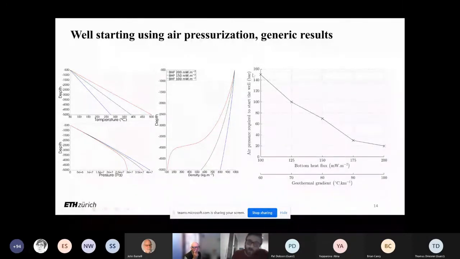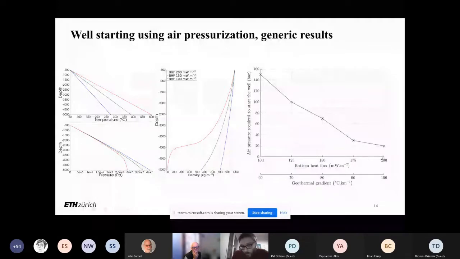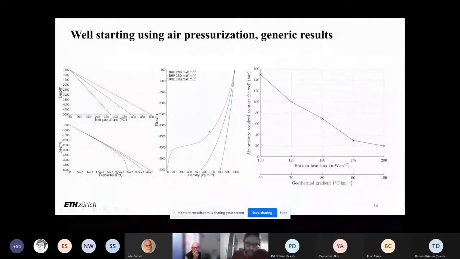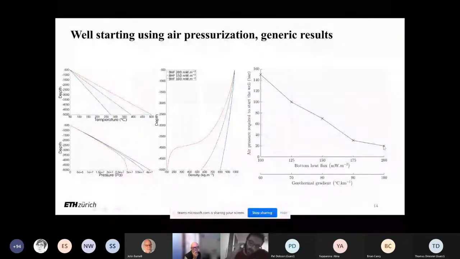And so here I plotted the air pressure that you would need initially to start the well. So you need this amount of air pressure in bar to start the well, depending on basically the temperature of the formation. And you can see that the hotter the formation, the easier it is to start the well. So in the 200 milliwatt per meter squared case, you only need maybe 20 bar air pressure. So the well is already almost self-flowing in that case.